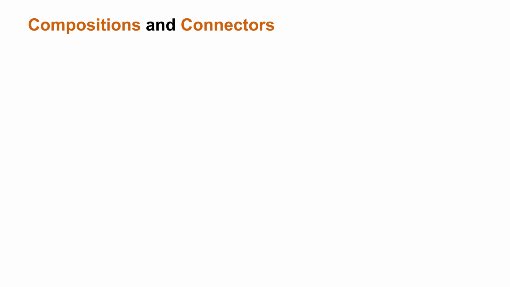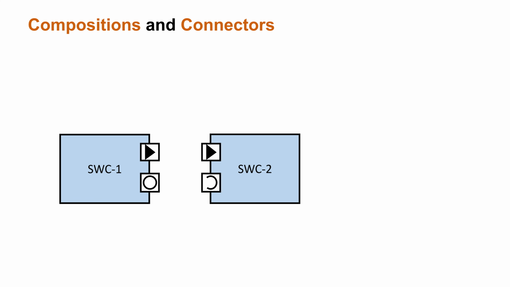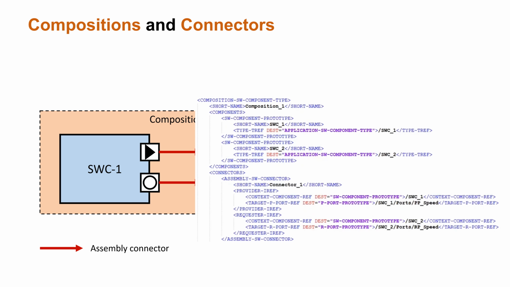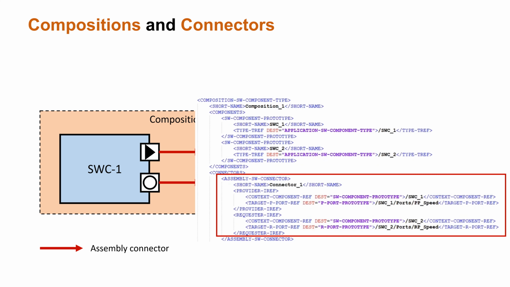Let's take two software components that have sender-receiver and client-server communication with two provider and two receiver ports. We shall place them under a composition called composition 1. To connect these two ports, we can use a simple assembly connector. An assembly connector is used to connect two ports within the same composition. This is how an assembly connector configuration will look. An assembly connector will bind a provider and a receiver port within it.